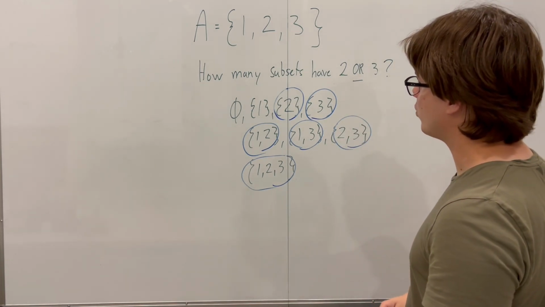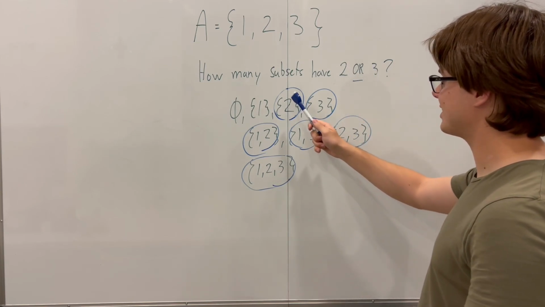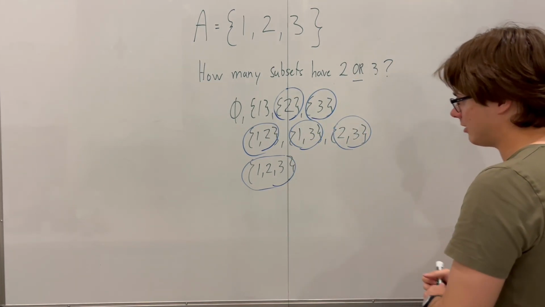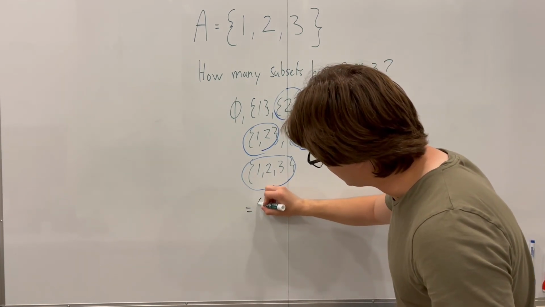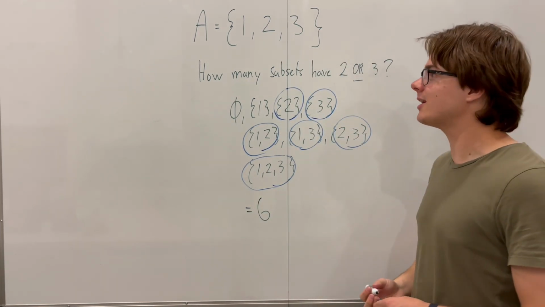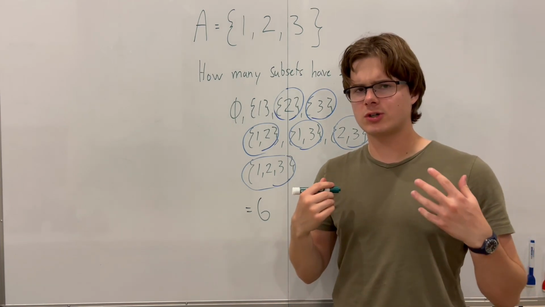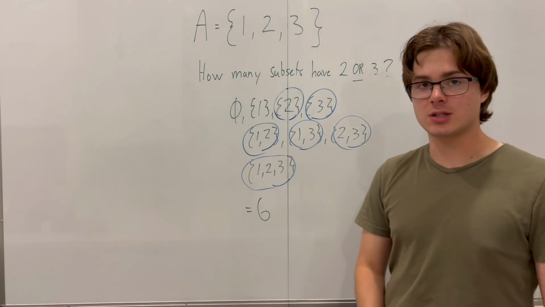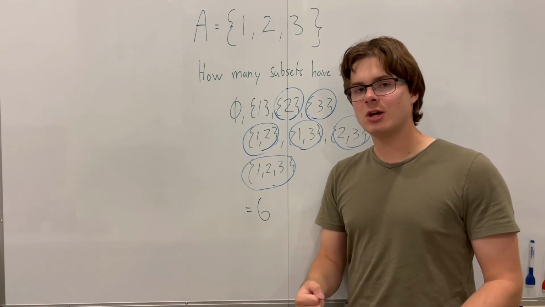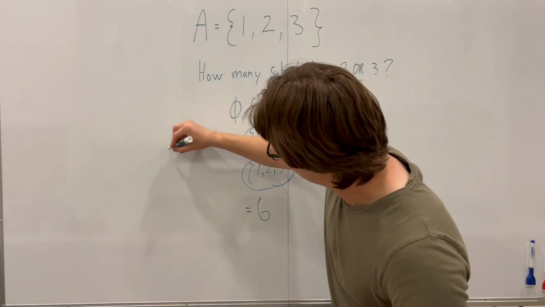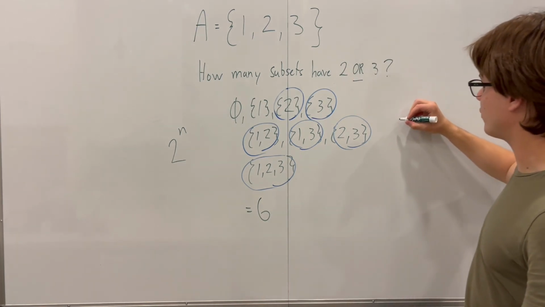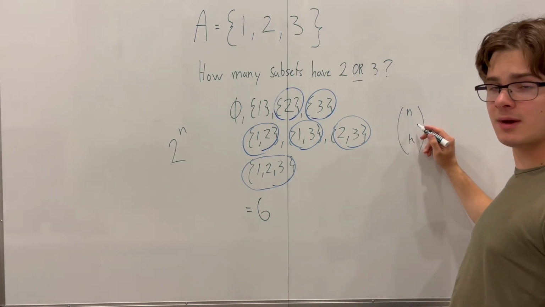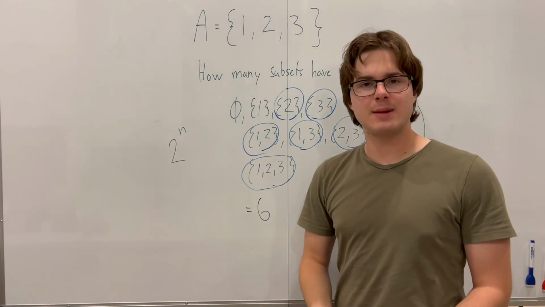So what do we find? Well, the number of subsets that have 2 or 3 is going to be 1, 2, 3, 4, 5, 6. The answer we're going to be looking for is going to be 6. But how are you going to compute this for much larger sets where you can't reasonably write out all of the subsets? Well, we're going to do this with 2 methods. We're going to do this with our 2 to the power of n method, and we're going to do this with the n choose k method. I prefer this method, but I think this method is going to be much quicker.